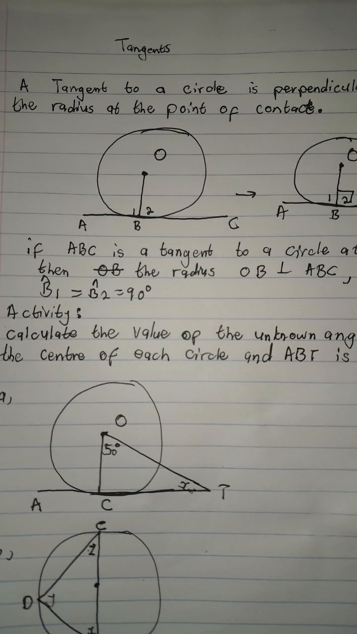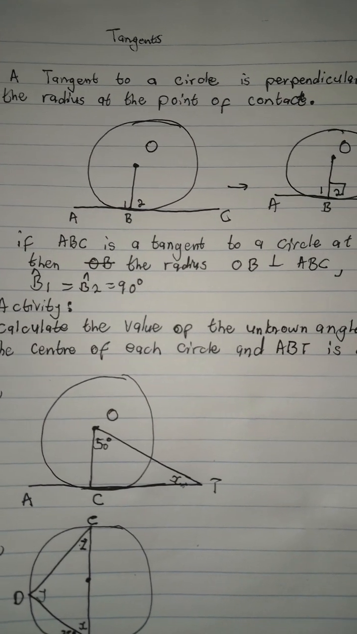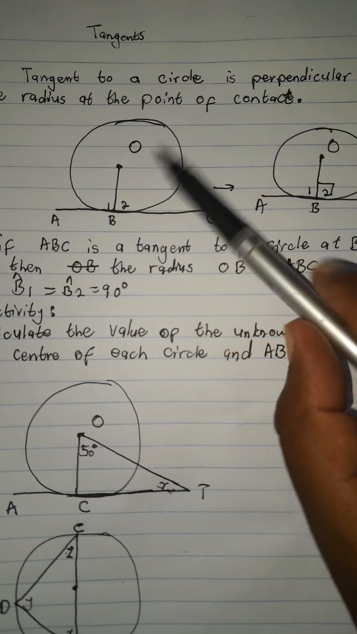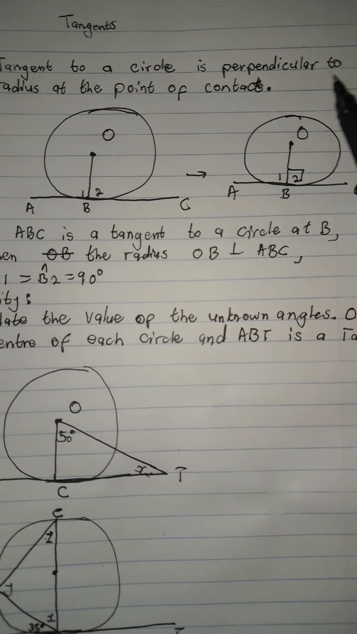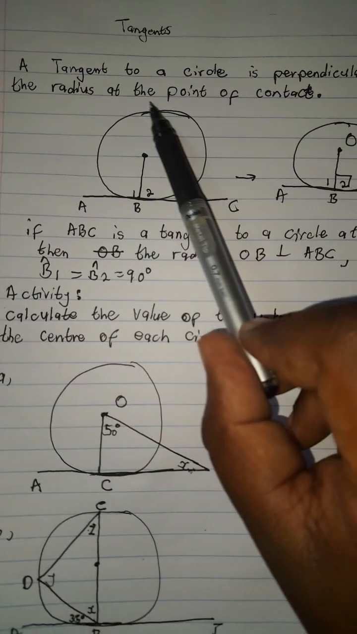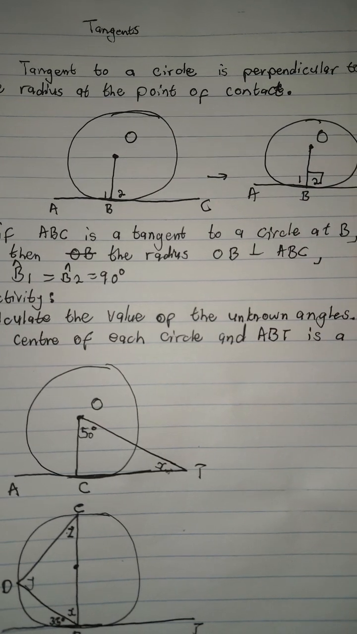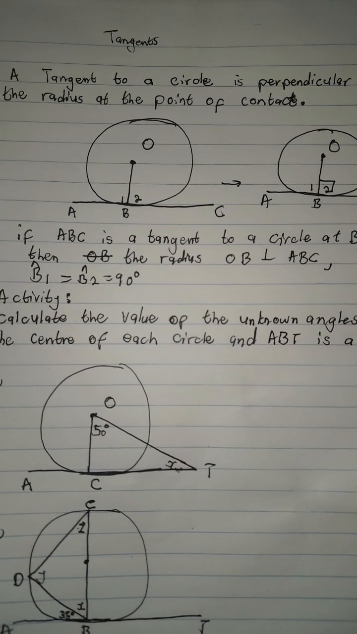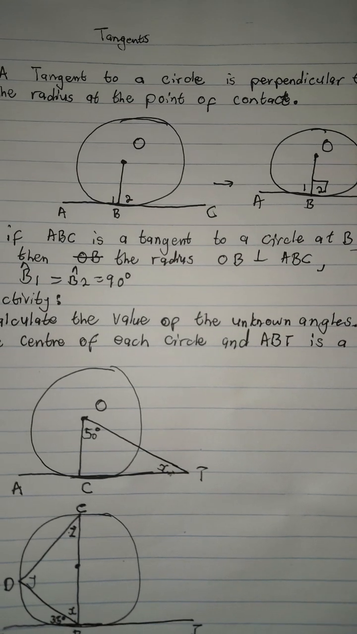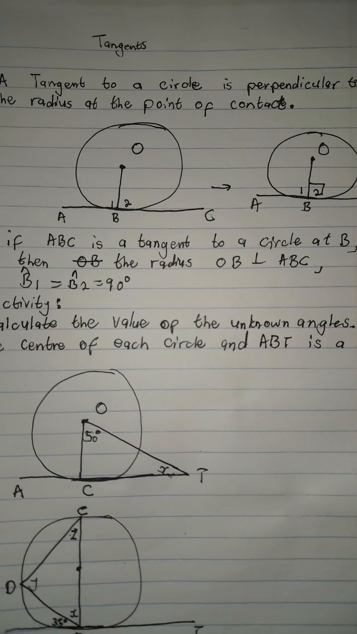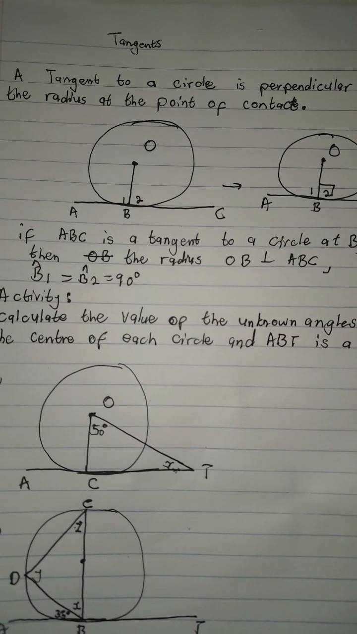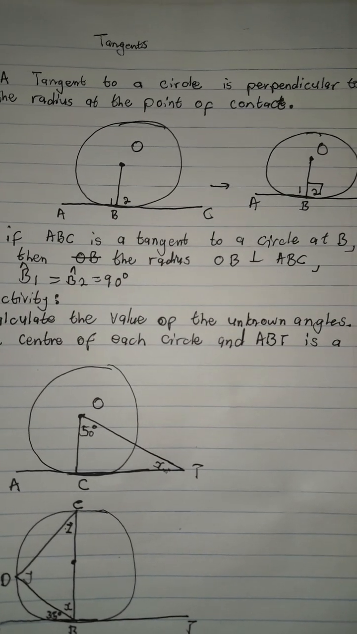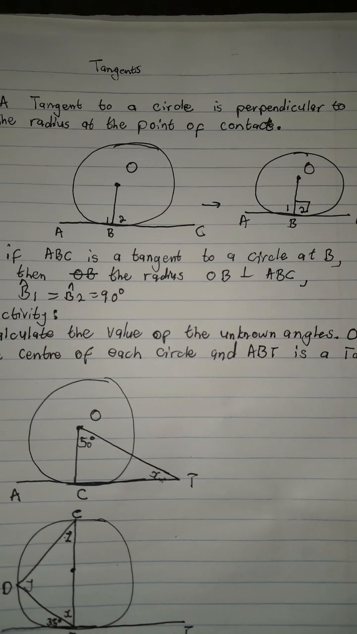So in this video we're going to look at another theorem that states that a tangent to a circle is perpendicular to the radius at the point of contact. Meaning, when it's perpendicular, guys, you need to remember this term. It means that it forms 90 degrees.